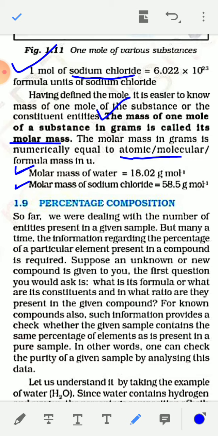Similarly, the molecular mass or molecular weight of sodium chloride is 58.5 amu or u. So the molar mass of sodium chloride is 58.5 gram per mole. Okay, so the molar mass of water is 18 gram per mole. That means 18 gram of water contains Avogadro number of particles. Similarly, the molar mass of sodium chloride is 58.5 gram per mole, so 58.5 gram of sodium chloride contains Avogadro number of particles.